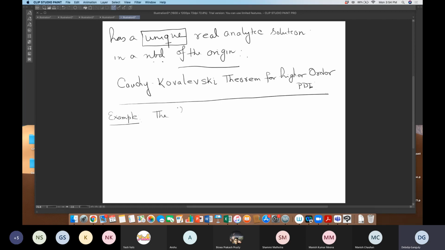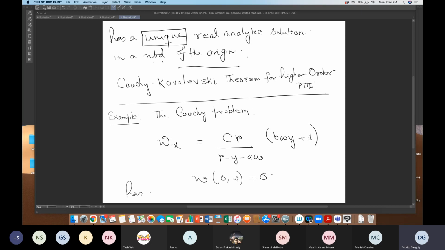Consider the Cauchy problem: w_x equals c r over r minus y minus a w, times (b w_y plus 1), with w(0, y) equal to 0, has a unique real analytic solution. The problem is that w_x is given to be c r over r minus y minus a w times (b w_y plus 1). r is any parameter, w_x is the partial derivative of w with respect to x, and it is given that w(0, y) equals 0 has a unique real analytic solution.